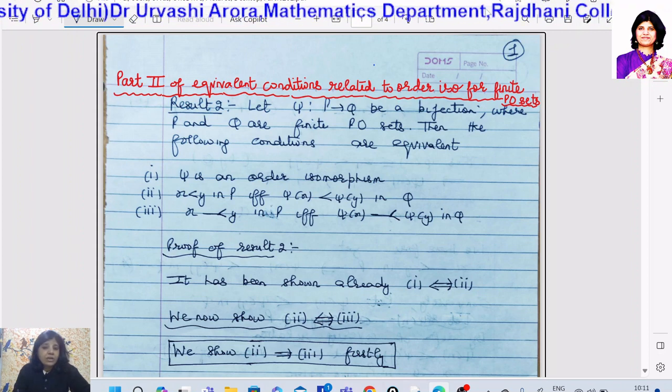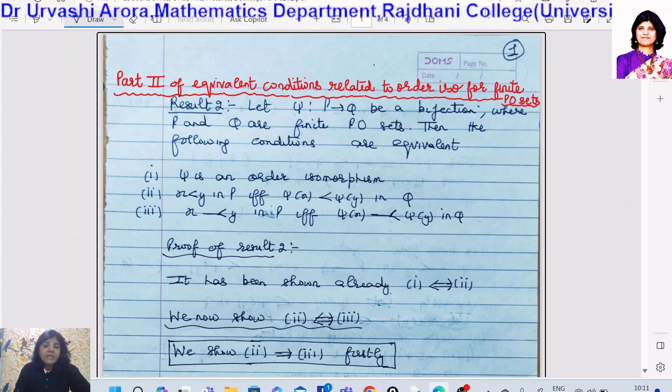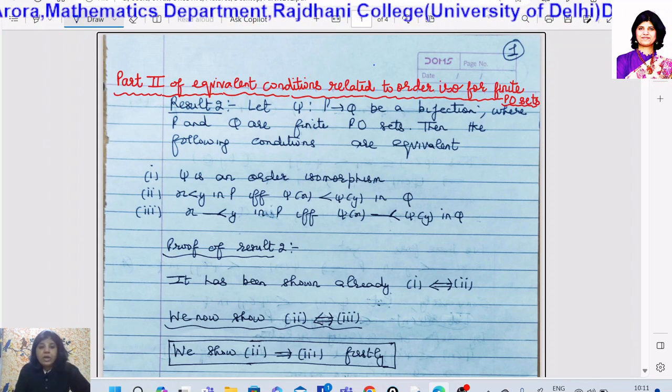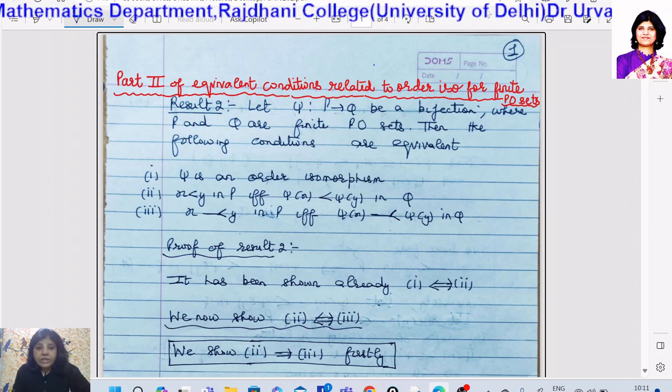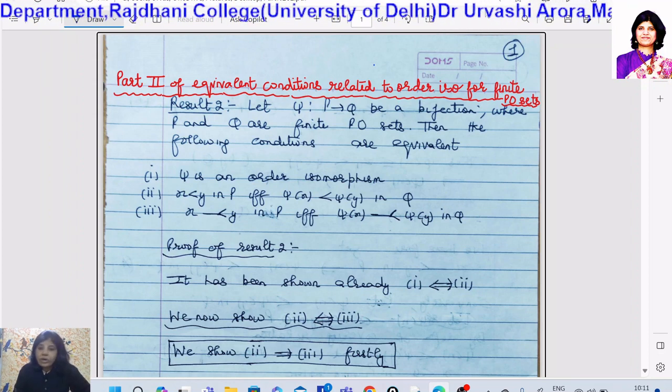So this is result 2, and let me state this result first. So I'm stating this result. Let psi mapping from P to Q be a bijection where P and Q are finite PO sets, then the following conditions are equivalent. Number 1, psi is an order isomorphism.